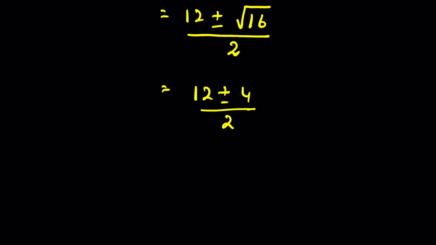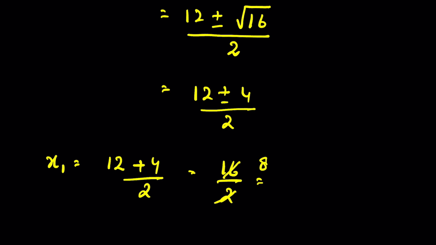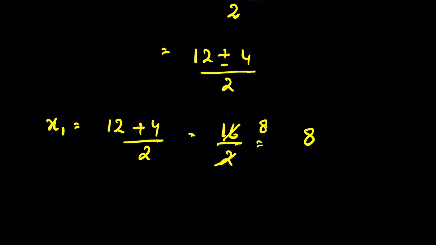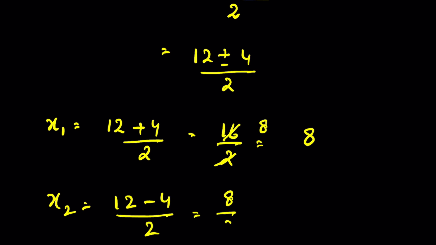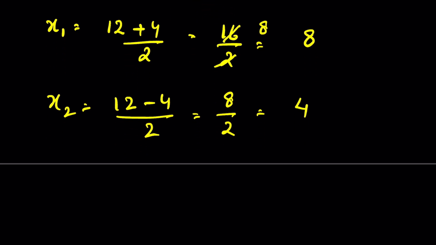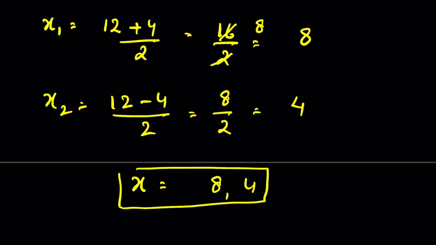Now when we take 12, the first root of x will be 12 plus 4 upon 2. 12 plus 4 is 16 upon 2. So 2 times 8 is 16. So the first root of x is 8. When we take 12 minus 4 upon 2, then 12 minus 4 is 8, and 8 upon 2 is equal to 4. So the second root of x is 4. So the two values for x are 8 and 4. These are the two values of x, and this we found through the discriminant method.